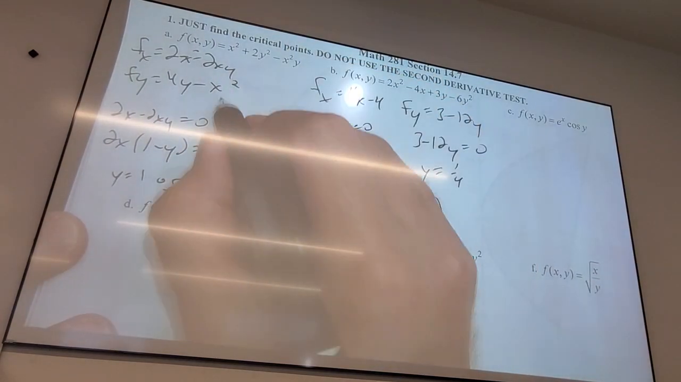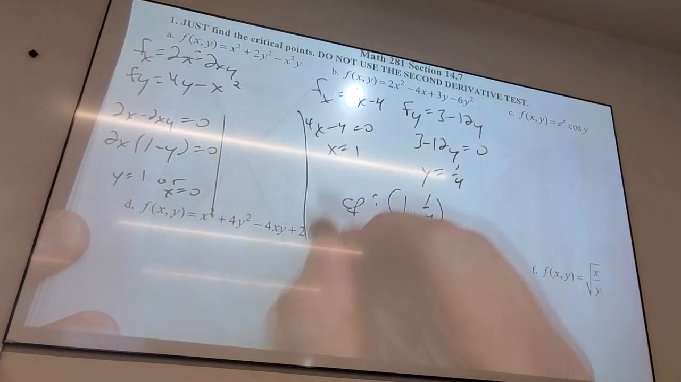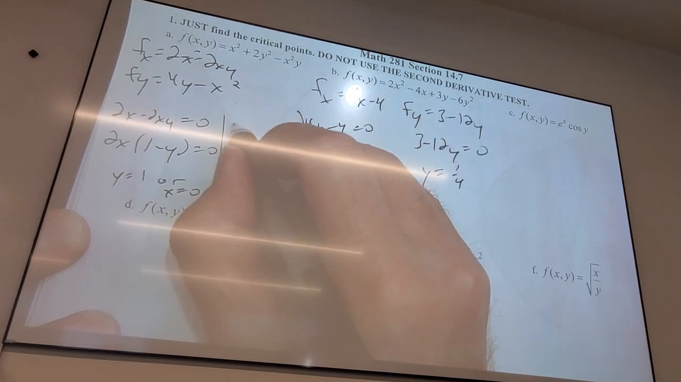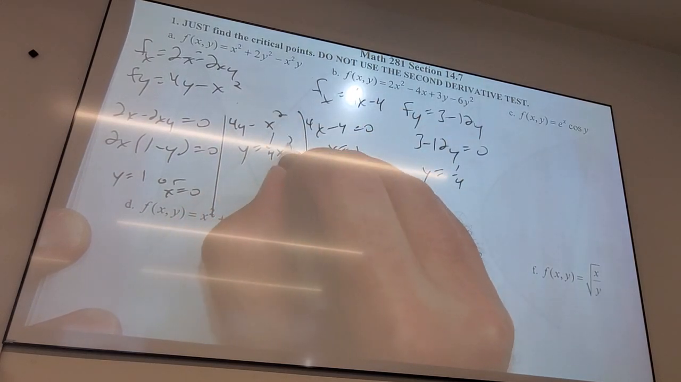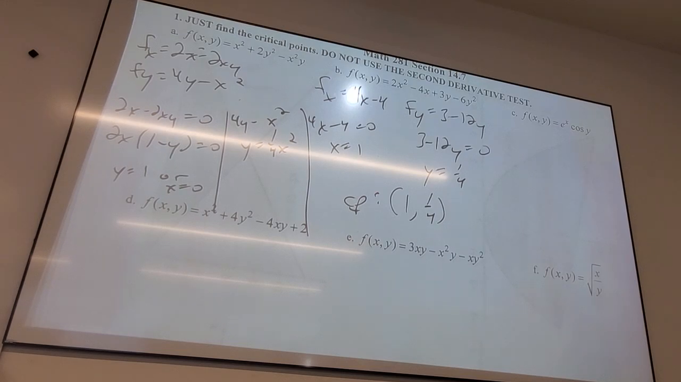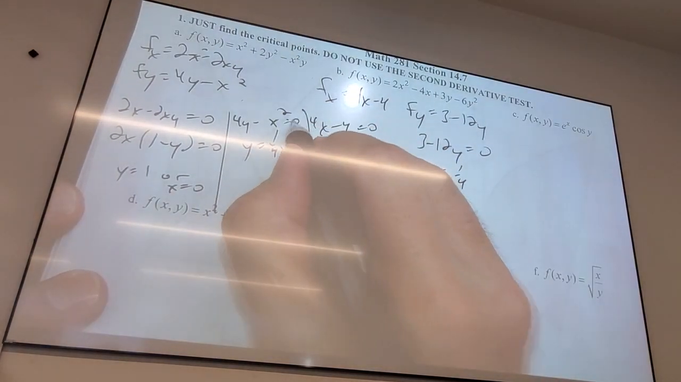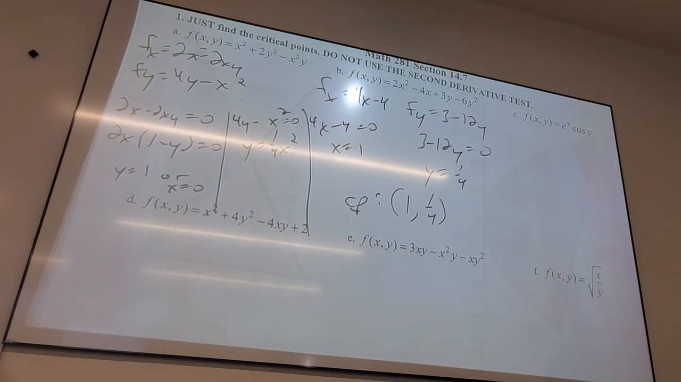Now, if you look at fy, if you set this equal to 0, you get y equal to 1/4 x squared, yes? You guys see that? So it has to make both partials 0, yes? So y equals 1 makes the first partial 0, x equals 0 makes the first partial 0, yes?